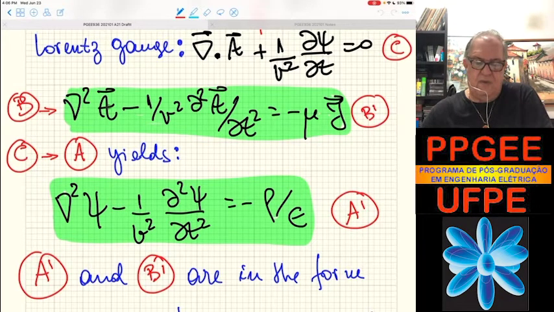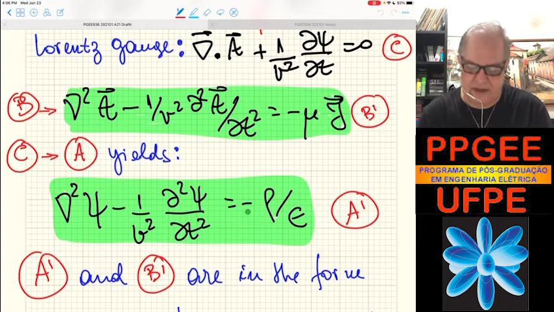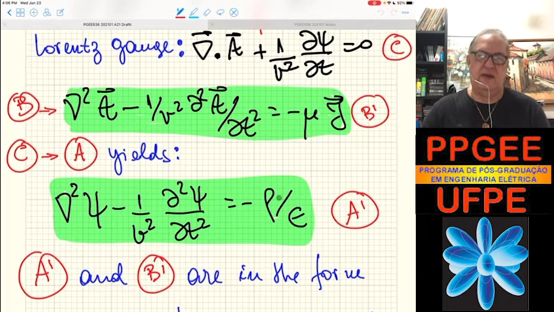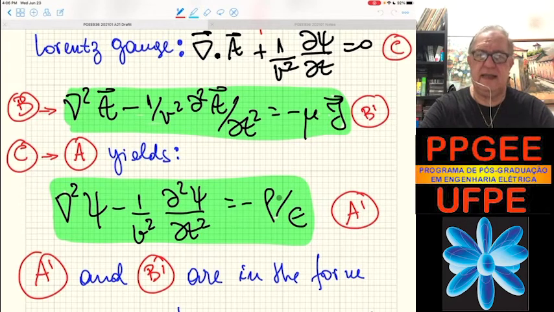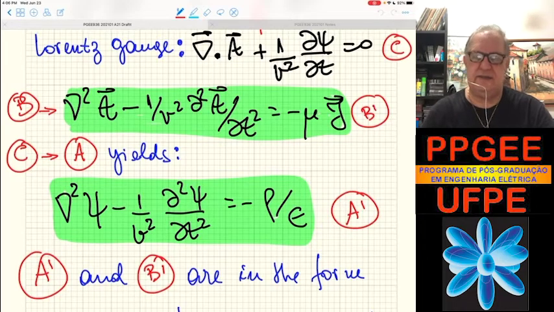We have a non-homogeneous vector wave equation for A, related directly to the current density J, and a non-homogeneous scalar wave equation for rho. Why do we say that's a wave equation? Because we solved that equation when the right-hand side was 0 before, right? We had the solutions, the propagating disturbance in space. And that's what we are going to do now. Let's consider a point charge.